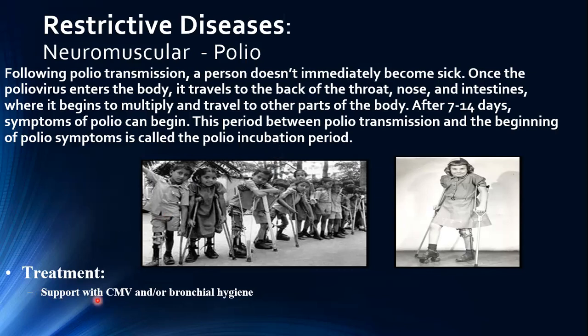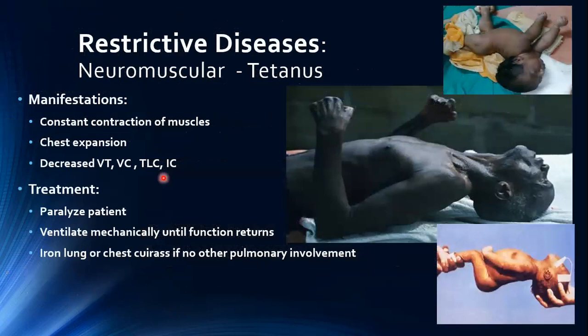How do we treat it? We treated it with controlled mechanical ventilation and bronchial hygiene. But the way we treated polio was with a negative pressure ventilator and not a positive pressure ventilator. Okay, we're going to learn the difference between that when we start talking about hyperinflation. All right, the next one is tetanus.